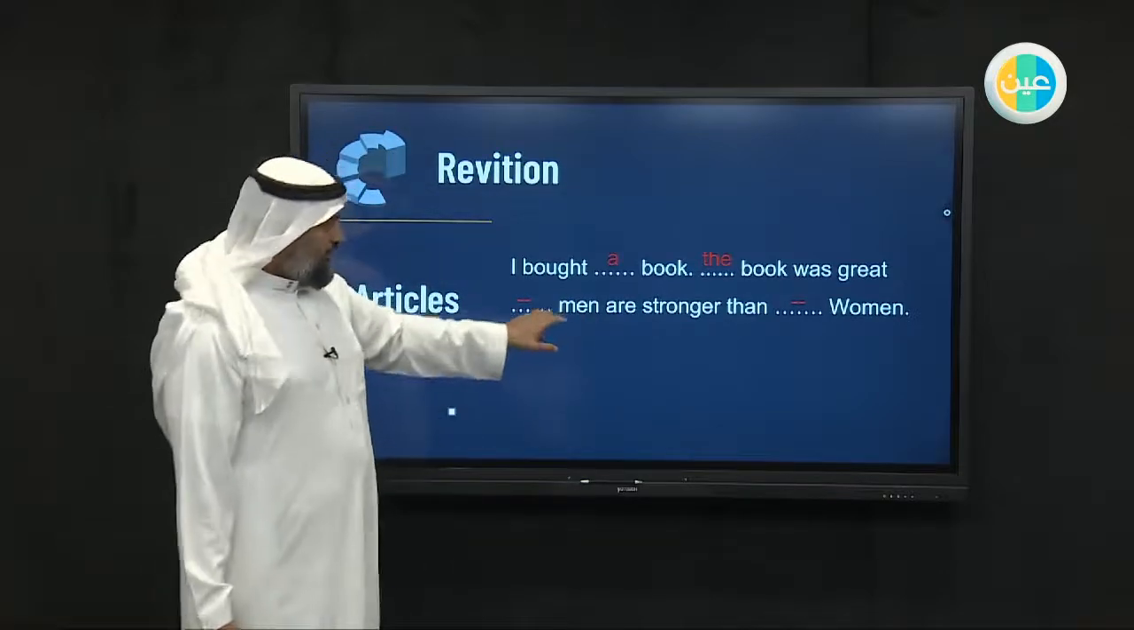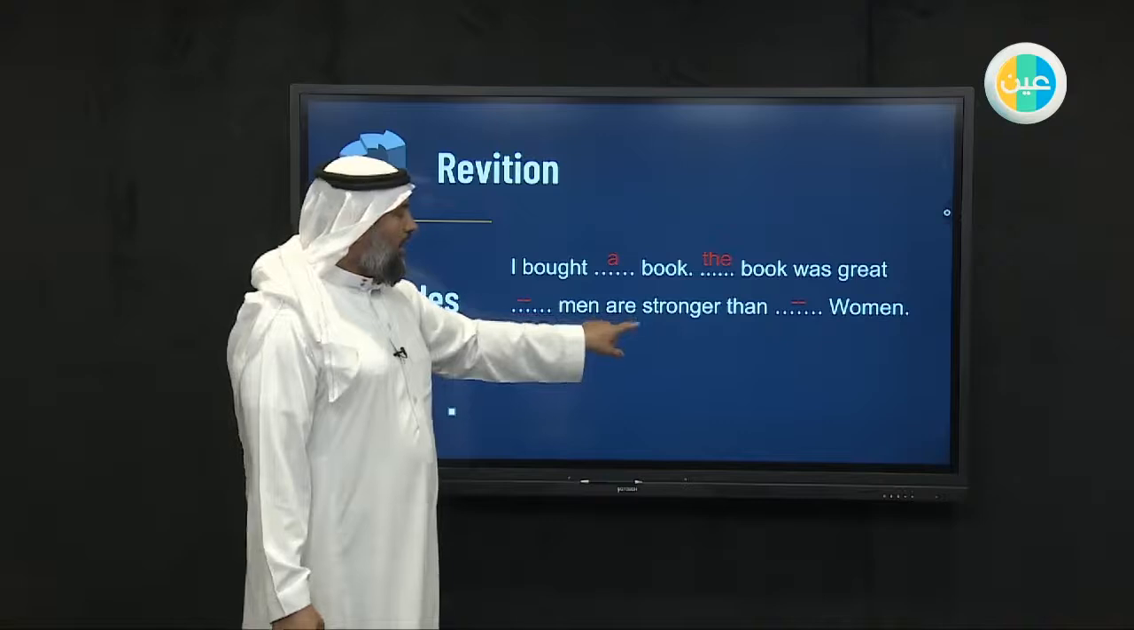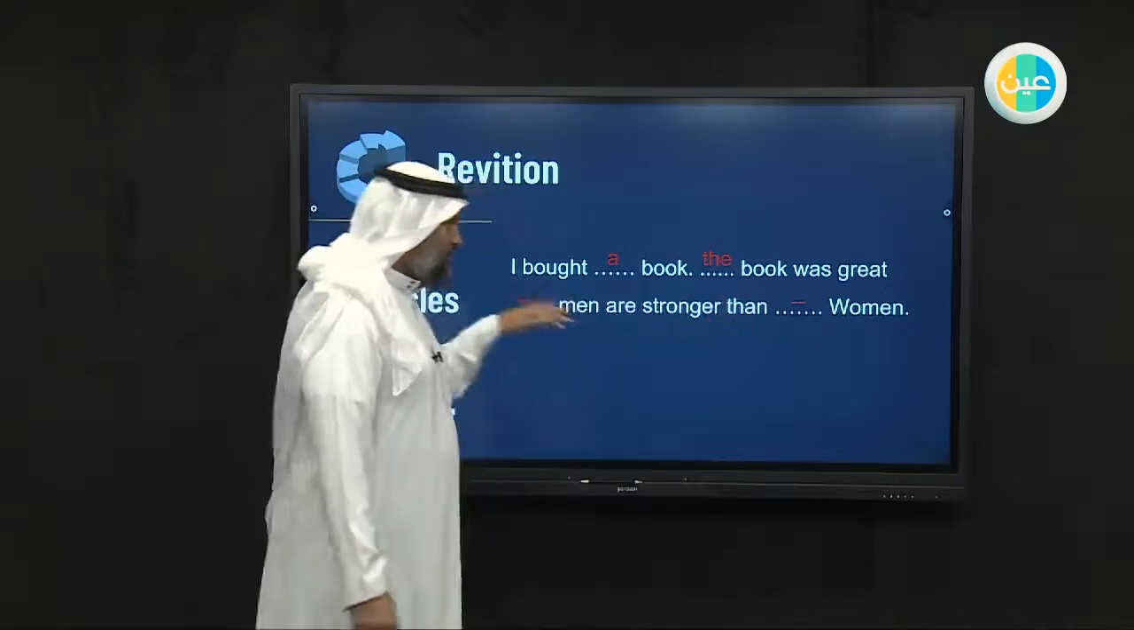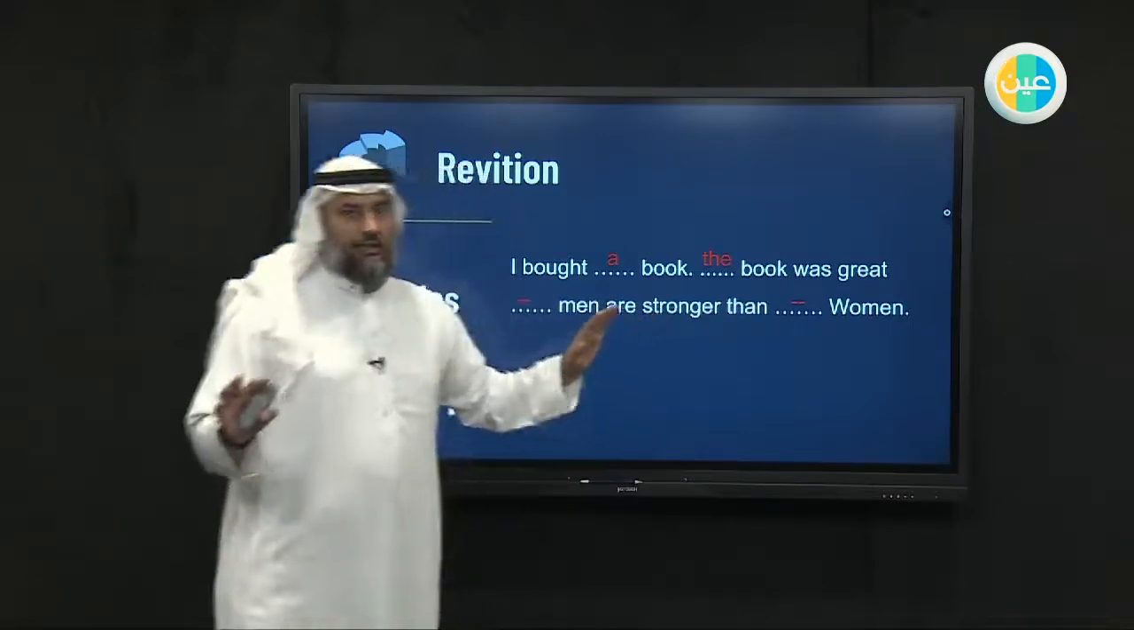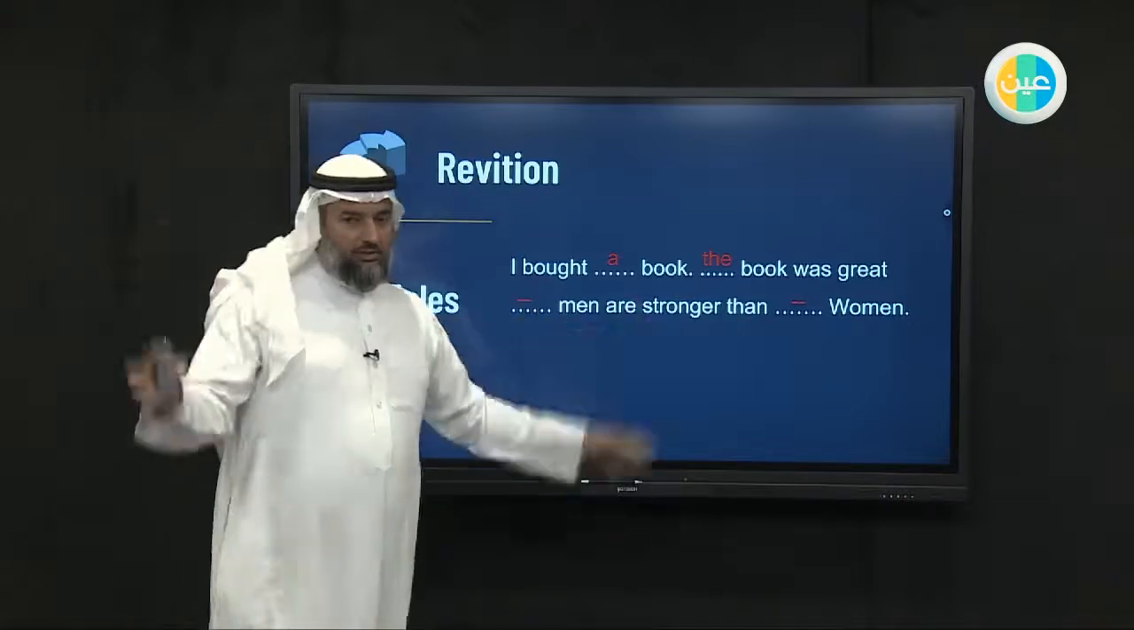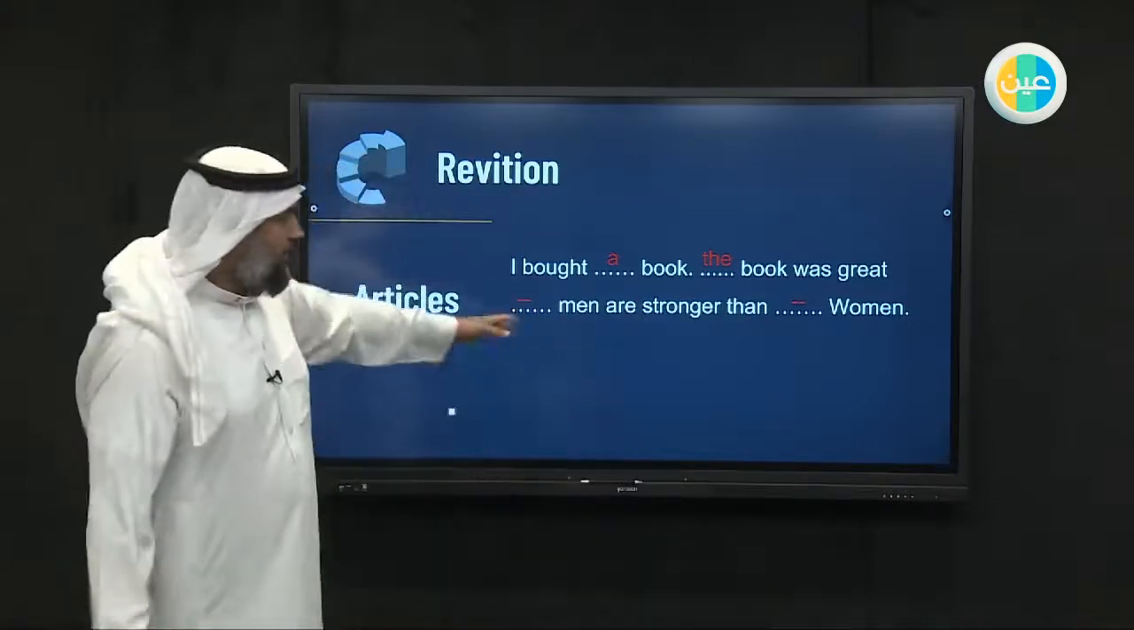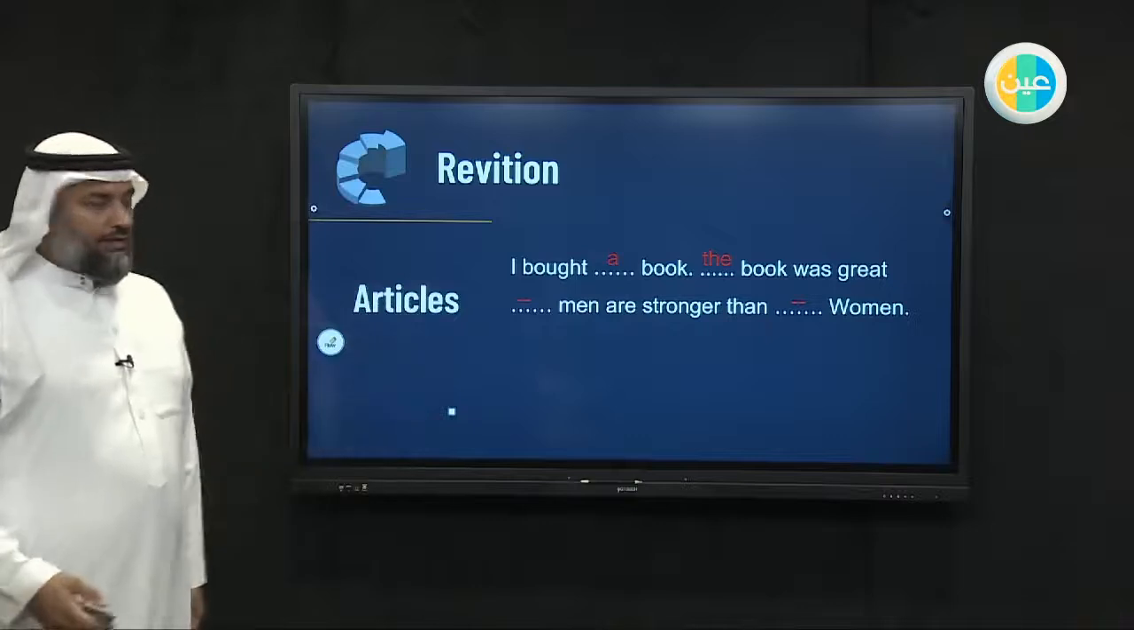Okay. Now this is another sentence. Men are stronger than women. In this one we don't use a or an or the, because we are talking about general, in general. So we say men, okay, also women.